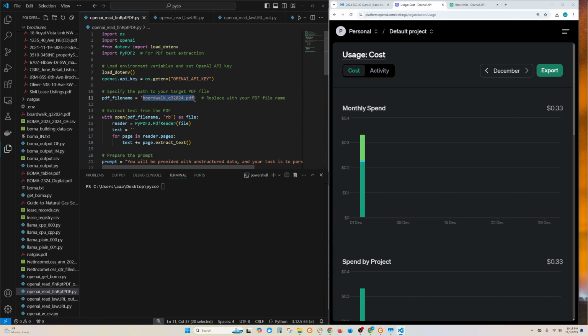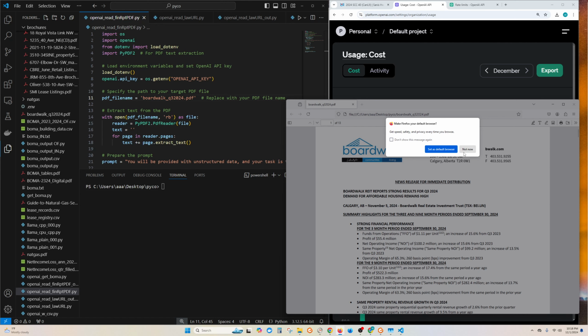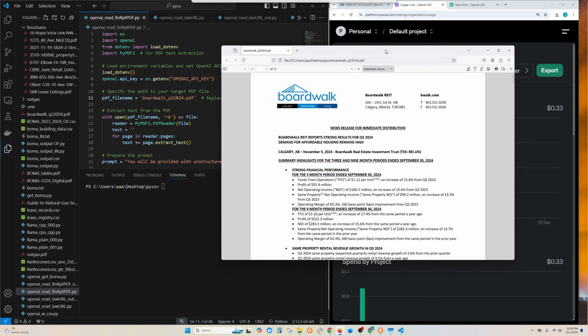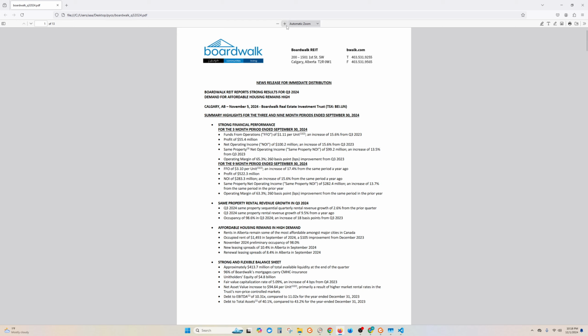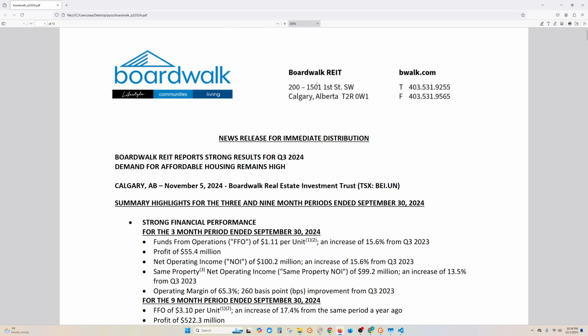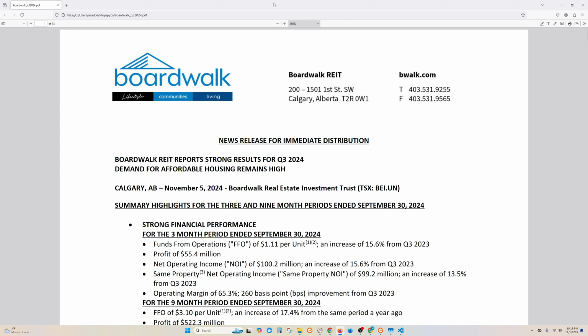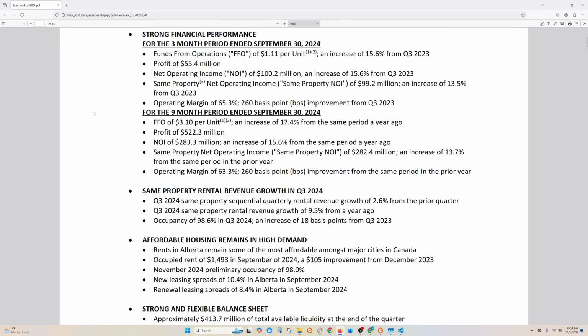We're going to look at a Q3 2024 PDF for a company called Boardwalk, and they are a real estate operator. So let's just take a little peek here and see what document we're going to ask ChatGPT to look at. You can see we got 13 pages, or you probably can't see, but there's 13 pages.